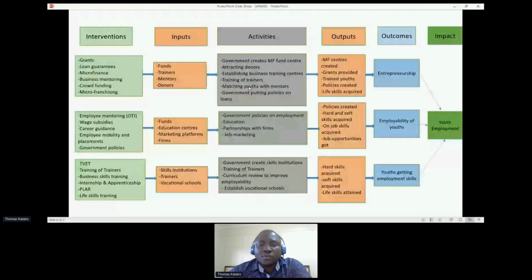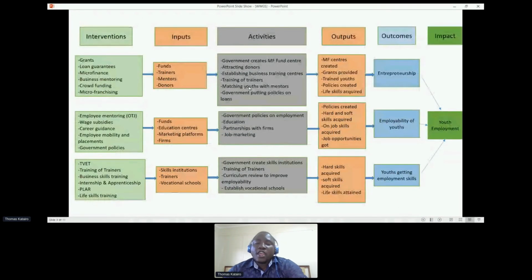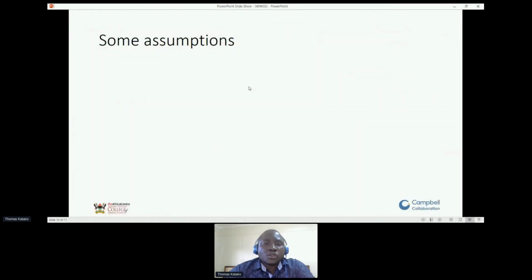So these ones help the youths to get hard skills, soft skills, life skills, and these ones in the end make the youths to get more employable. And when they get these skills, they improve the quality and the quantity of the youth employment, which is always our end goal. So as I said before, for every theory of change, you need to have assumptions. So some of the assumptions that we can look at with our theory of change would be that these youths are actually willing to learn.